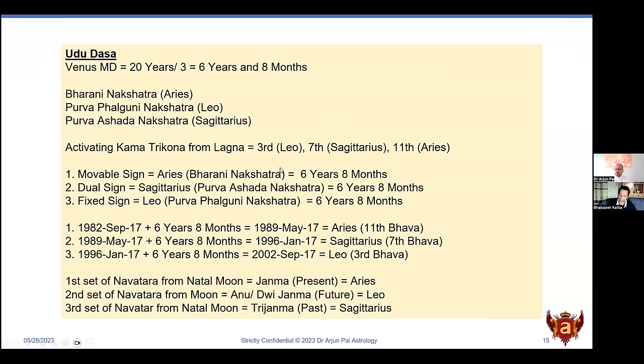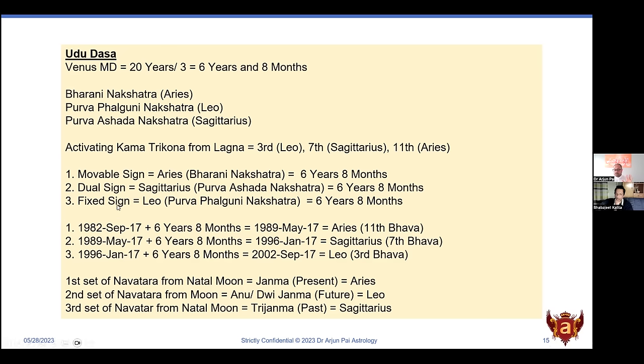The third house is enterprise and business, the seventh house is marriage and partnership, and the 11th house is gains. But the order is movable sign first, so Aries will come for the first 6 years, 8 months. 1982, September 17 plus 6 years, 8 months would be till 1989, May 17th. So from 1982 to May 1989, the 11th bhava is active, Aries is active.